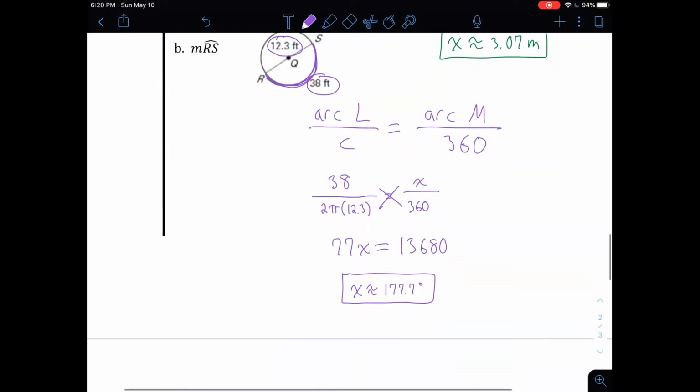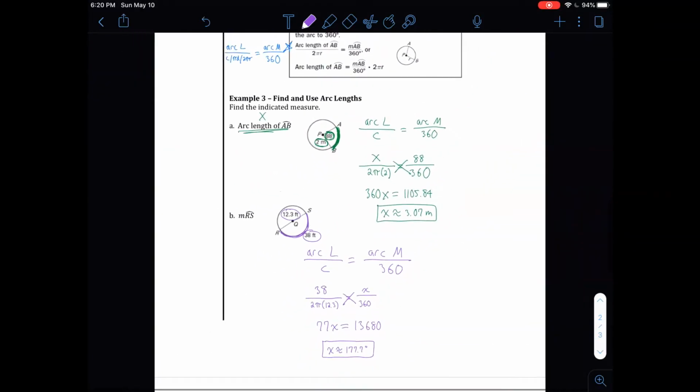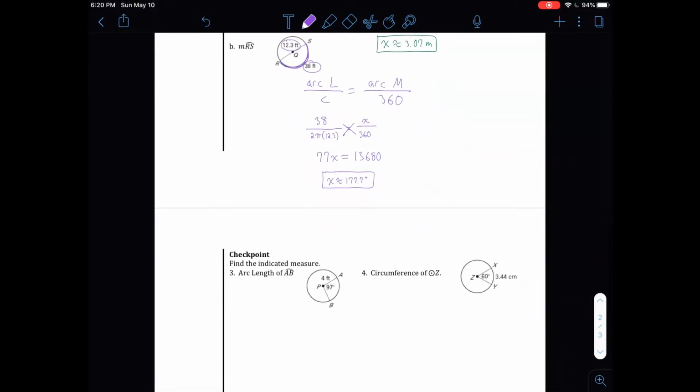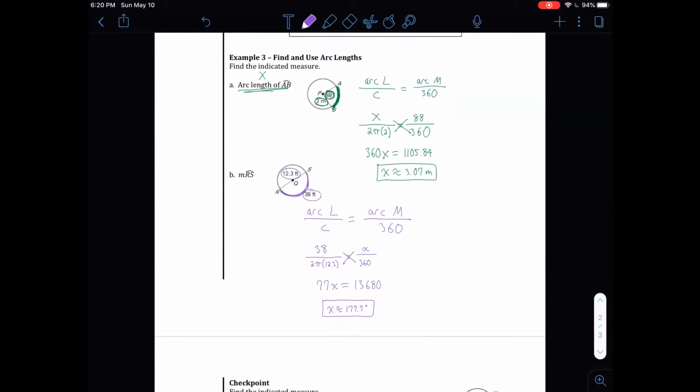We have a couple of checkpoints here. Why don't you guys try the 2 checkpoints on your own, and then we'll go through those in a second. I'll leave them right here so you guys can see what we're doing. Go ahead and give them a try.